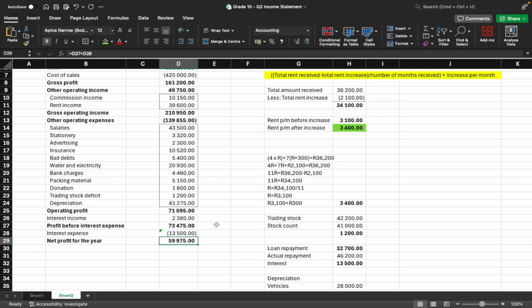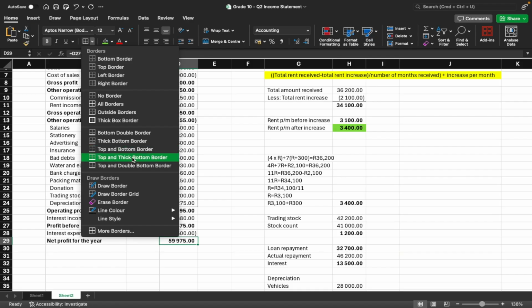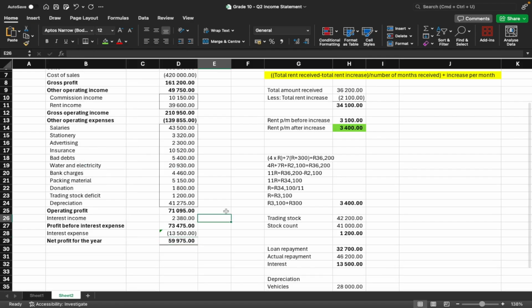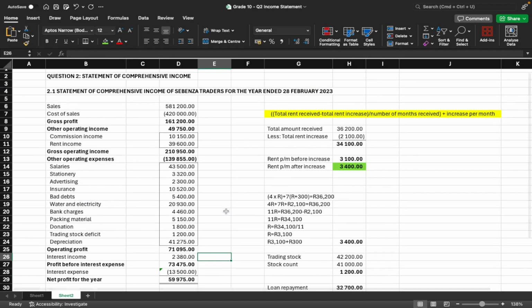Okay, so in this particular question, you don't have to calculate your income tax, but depending on what level you are doing, you will have to calculate income tax. So you may be given the income tax rate, or you may be given the income tax amount, and you'll have to calculate that, or you have to put that just before you get to net profit for the year. Okay, so I'm just going to put the equal sign there, and here we go. We've just completed the statement of comprehensive income, or the income statement.